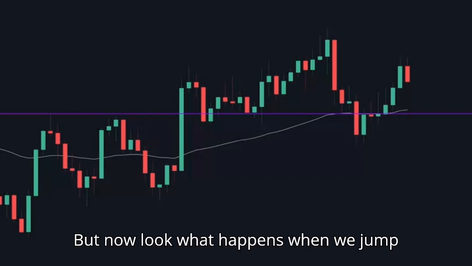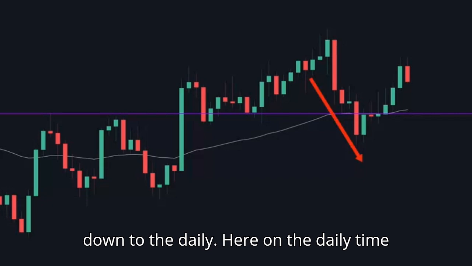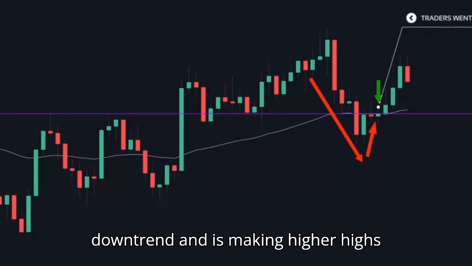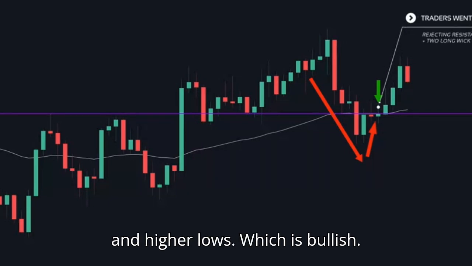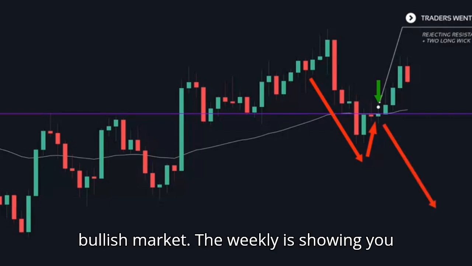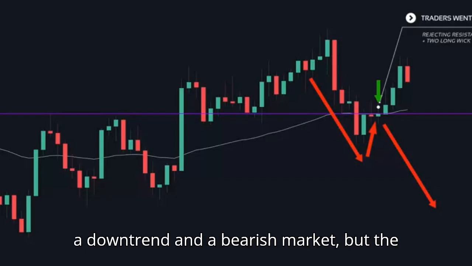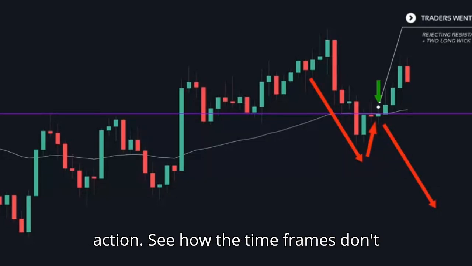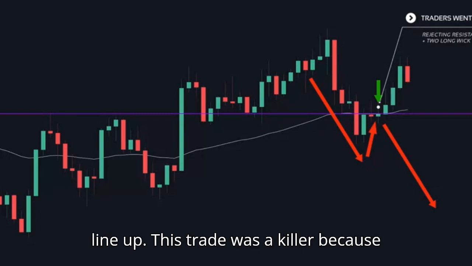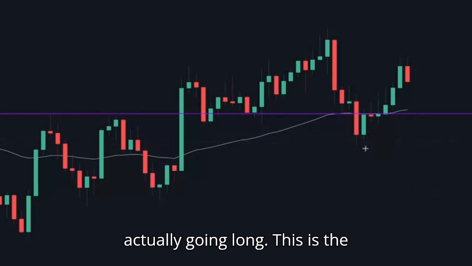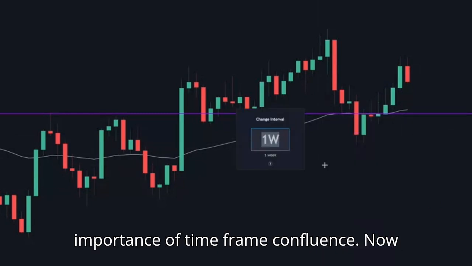But now look what happens when we jump down to the daily. Here on the daily time frame, price just broke this downtrend and is making higher highs and higher lows, which is bullish. This is bullish price action. We're in a bullish market. The weekly is showing you a downtrend and a bearish market, but the daily is showing you clear bullish price action. See how the time frames don't line up? This trade was a killer because it trapped a lot of beginner traders short, when in reality the trade was actually going long. This is the importance of time frame confluence.